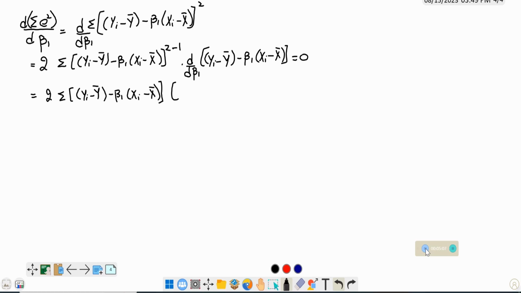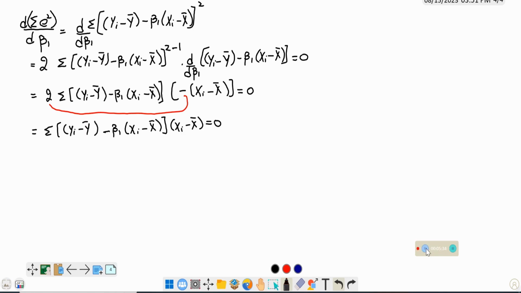Here you can see that the first term doesn't have beta 1, so its derivative with respect to beta 1 would be 0, while in the second term we have beta 1, so the derivative of beta 1 with respect to beta 1 will be 1, and we are left with minus xi minus x bar. Now take minus 2 to the other side of the equality, and 0 divided by minus 2 would be 0 on the right hand side. So we are left with the following equation.